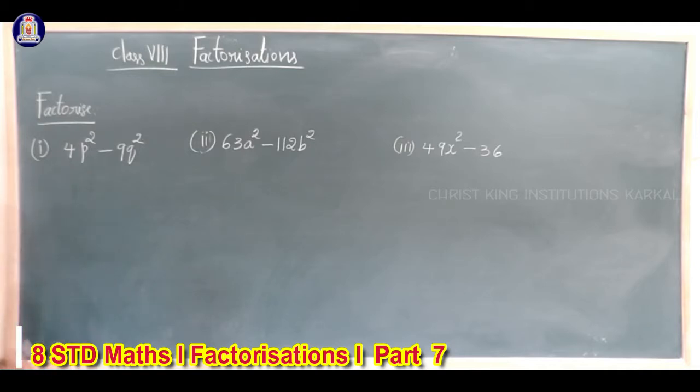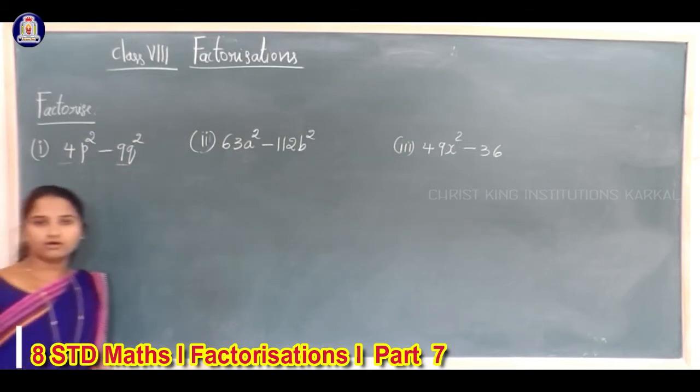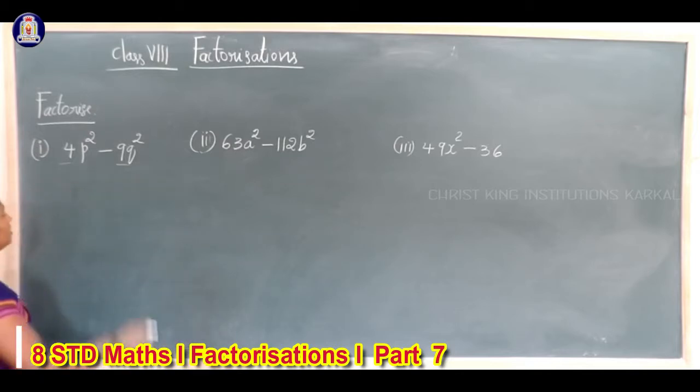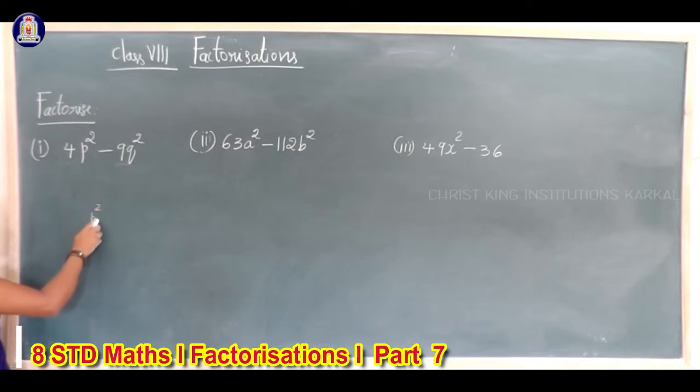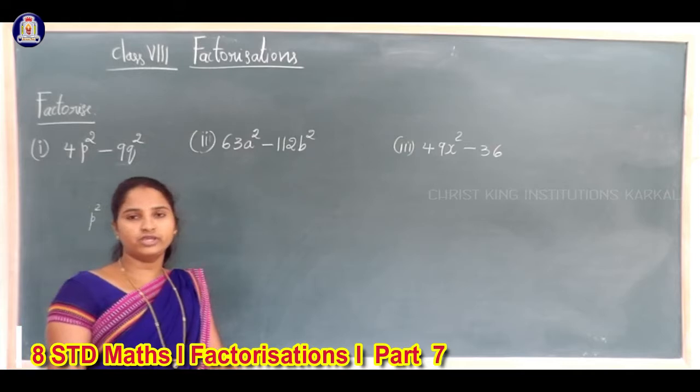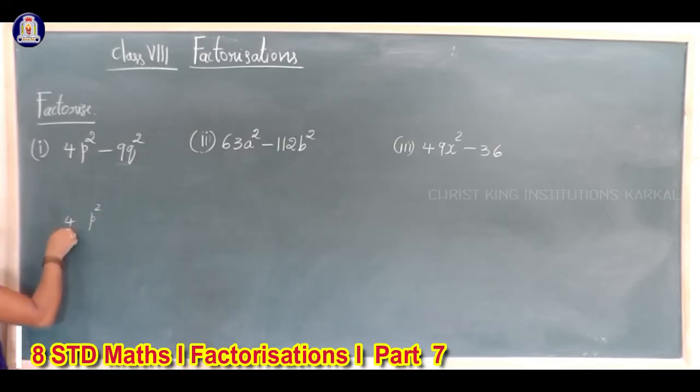So then what do we have to do? Next we have to see whether the first term and the next term are perfect squares. The given terms are perfect squares because 4 is a perfect square and 9 is also a perfect square. So 4p square means the square is only for the variable p, not for 4, isn't it? So how can we write 4? 4 can be written as 2 square. Is it correct? 2 square, and p square is already given.